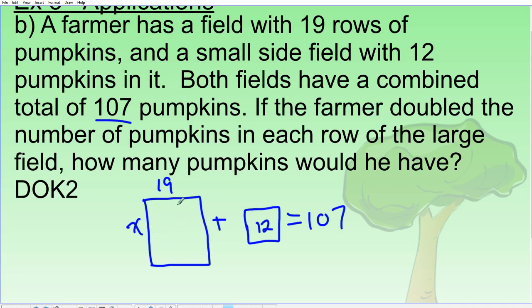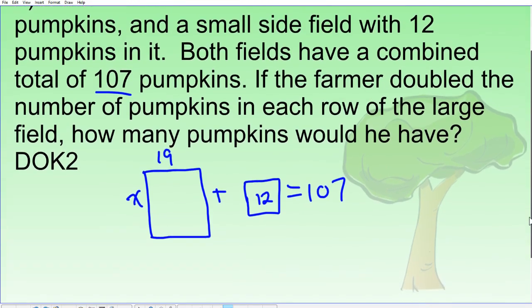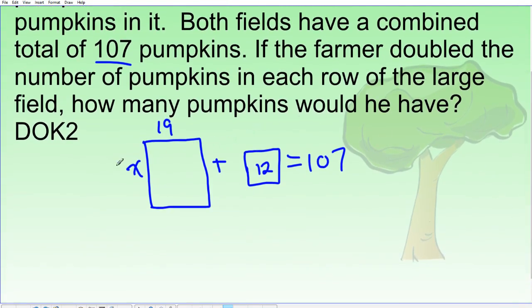I know there's 19 rows of them. I don't know how many are in each row. If he doubled the number of pumpkins in each row of the large field, how many pumpkins would he have? So, in order to answer the question, I have to first figure out, how many pumpkins does he have?